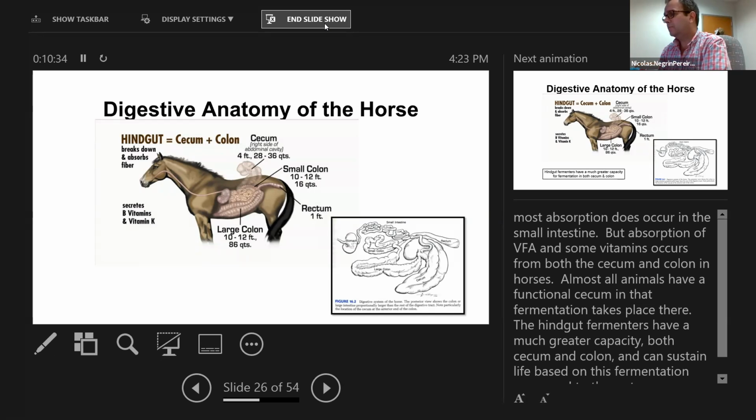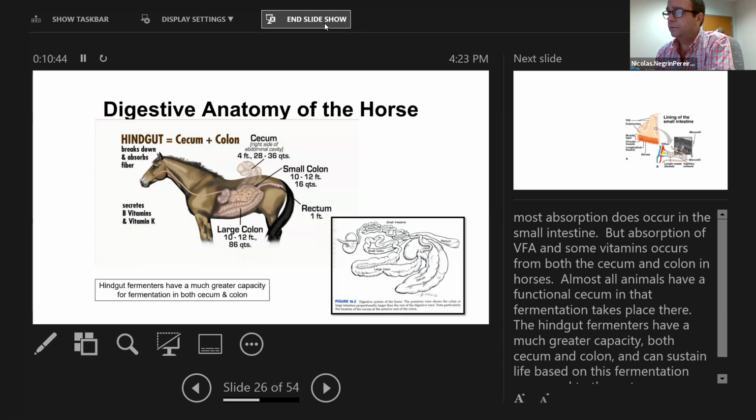So we see another diagram showing the large size, in proportion with the rest of the digestive tract, of the colon and the cecum of a horse.